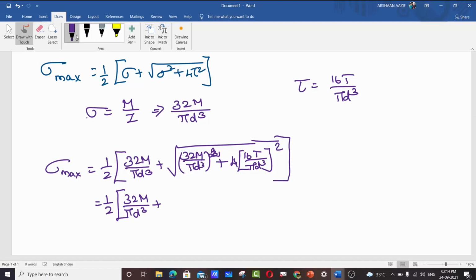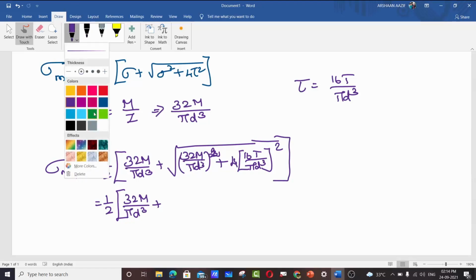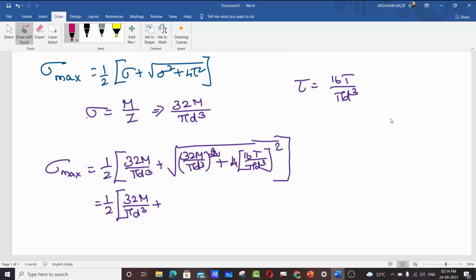plus, now I could take this value commonly out. For example, this is 32 by pi d cube, this is 16 by pi d cube, this is 4. So if I write 4 as 2 square and then this 16 T by pi d cube the whole square, now since the powers are equal, I can take this 2 inside. You should be careful, you should not take 4 as 4 inside, because since it is a square, you have to make this 2 square and multiply. So this will then be 2 into 16, which is 32 T by pi d cube the whole square. The simple mathematical formula which you would have learnt in your 8th or 9th standard.